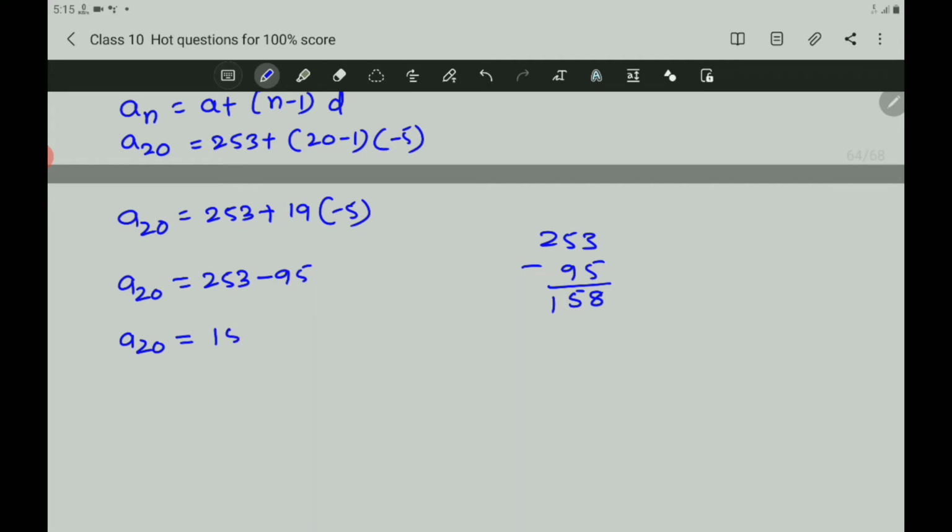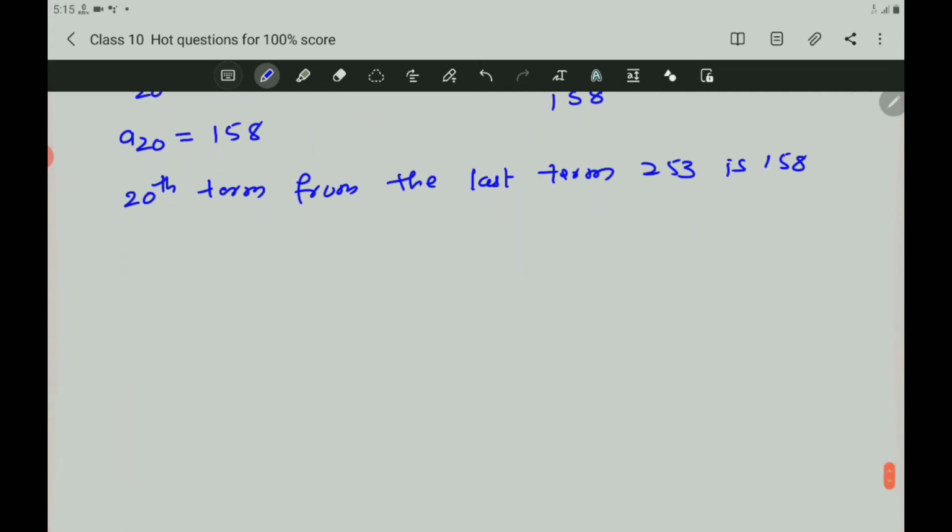a_20 equals 158. You can write it as the 20th term from the last term. 253 is the last term and the answer is 158. Or also you can use the second method.